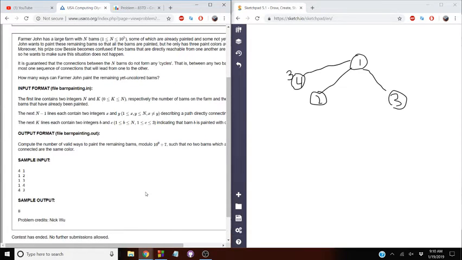Okay, so given that you know it's a DP on trees problem, you need to find some DP state. DP almost always has DP node.